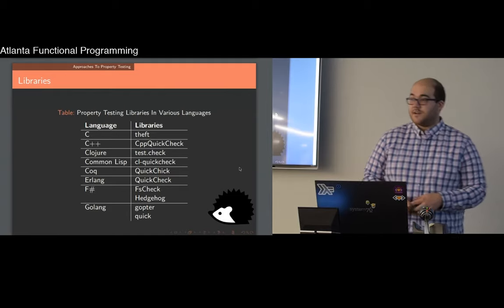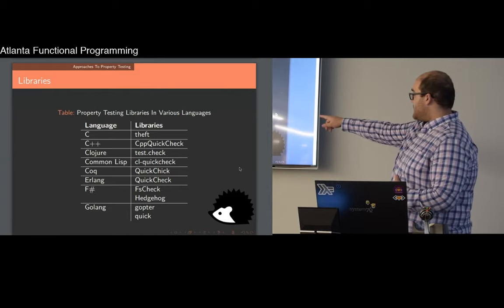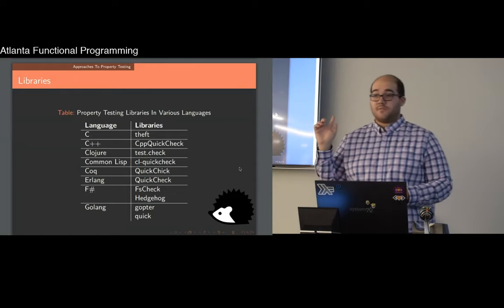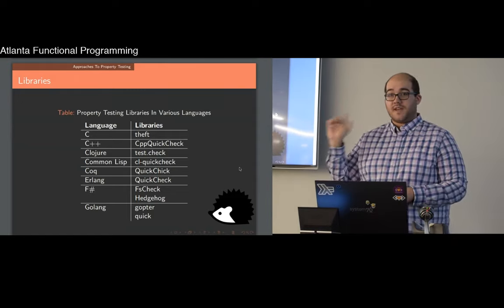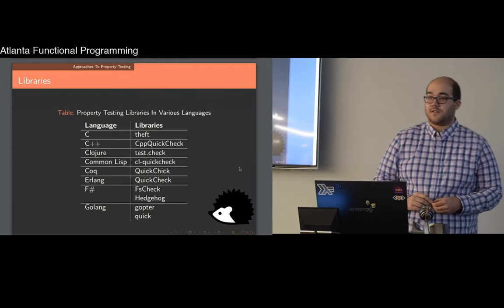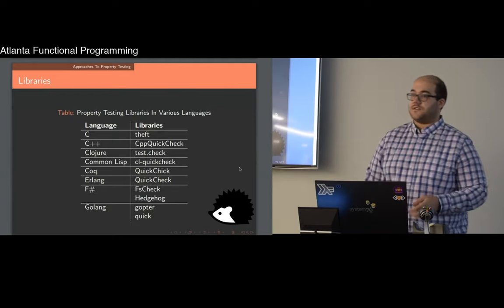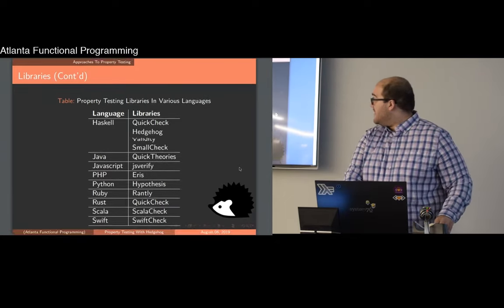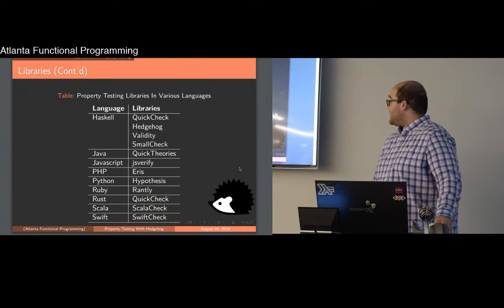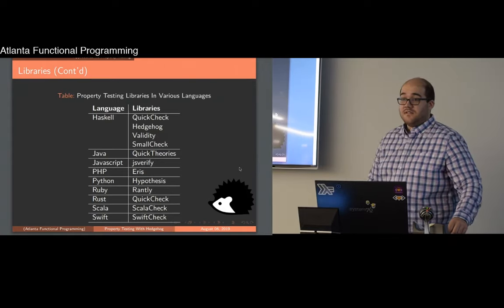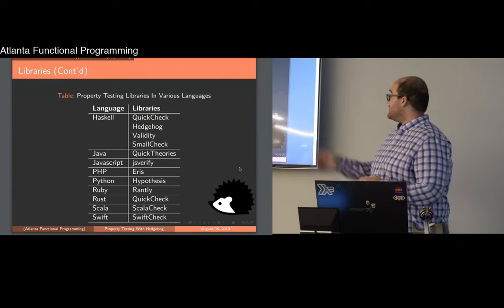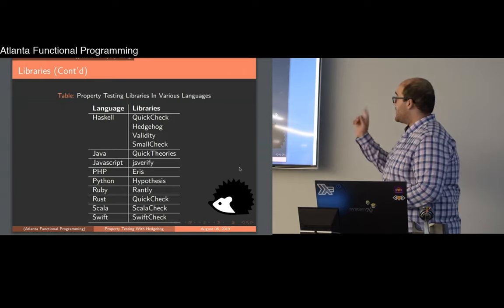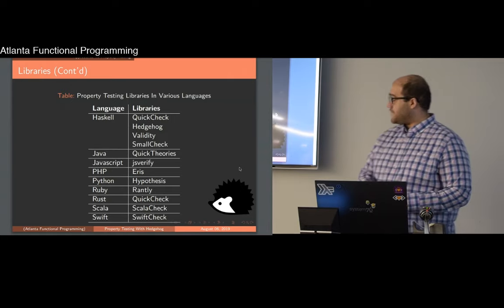F# has FsCheck, and it actually has first-class support for Hedgehog. The Hedgehog team concurrently maintains the Haskell and F# variants of Hedgehog. We'll talk about QuickCheck and Hedgehog and the differences later. Golang has Gopter and Quick. And Haskell has the most of any. That's just a few of them; there are more, but these are the most well-known: QuickCheck, Hedgehog, Validity, and SmallCheck.